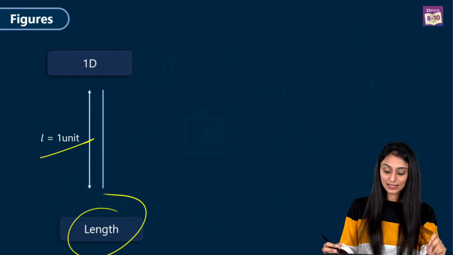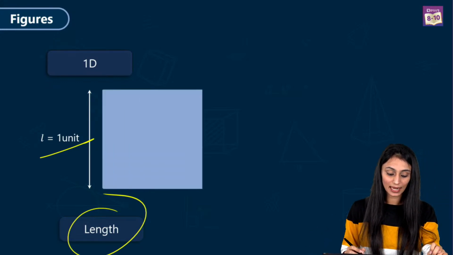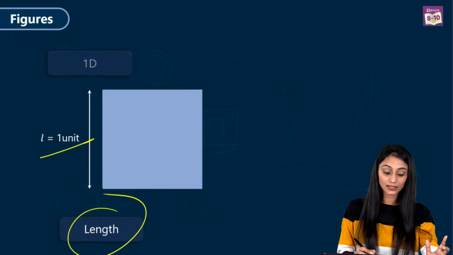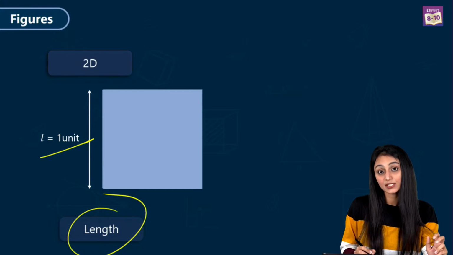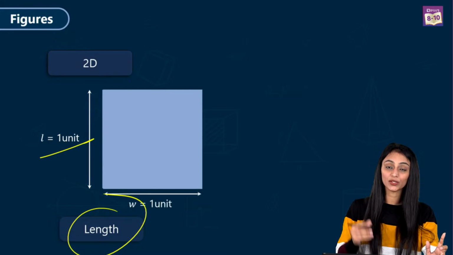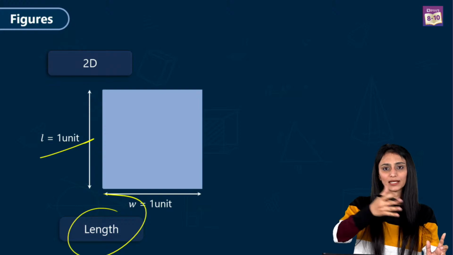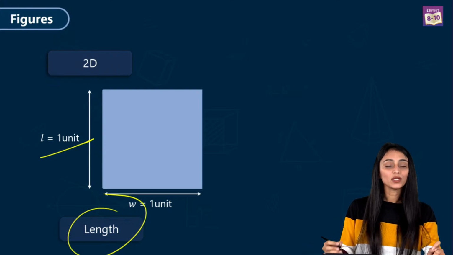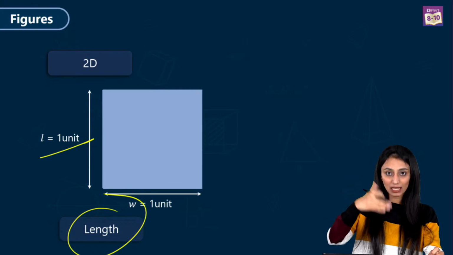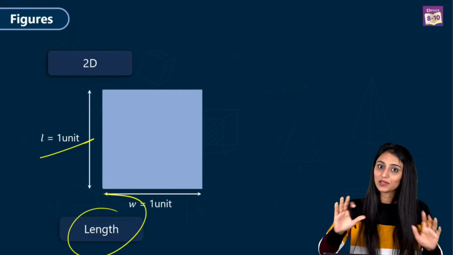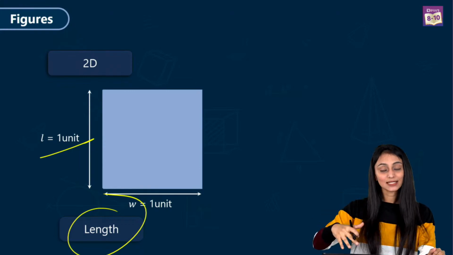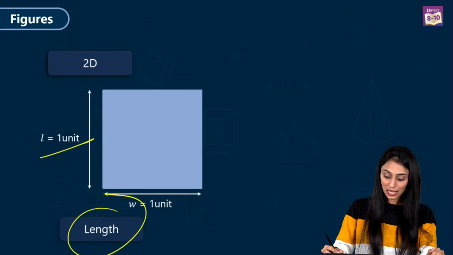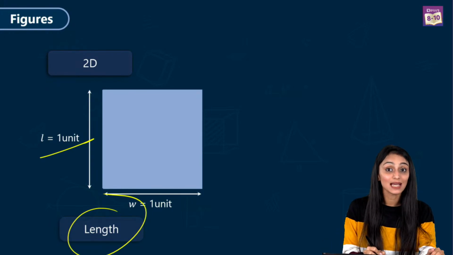Now let's stretch this line towards the right. And what do we get here? We get a square, which is a two-dimensional figure. It is a 2D figure which has a length of 1 unit and a width also of 1 unit. Both length and width are the same in this case. Now we know that 2D figures have areas as well as perimeters. But in today's session, we will be focusing on 3D figures, solid figures that have depth as well as height.